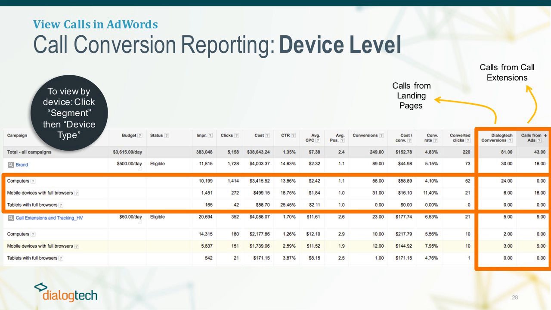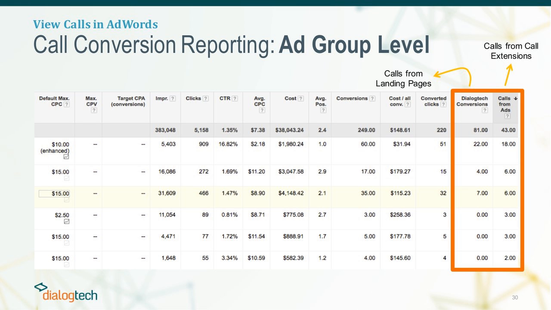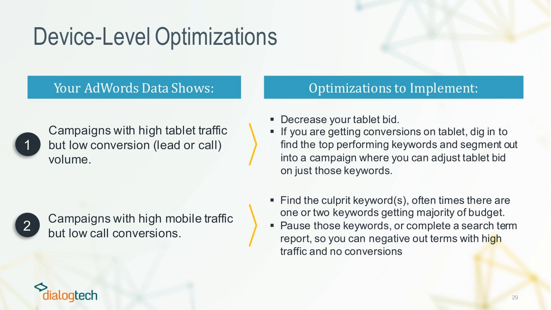So again, this was the example of call conversion reporting at the device level. And so again, just make sure to always segment out so you see how to modify your bid. So some device, went too far. Apologize. There we go. So some device level optimization.